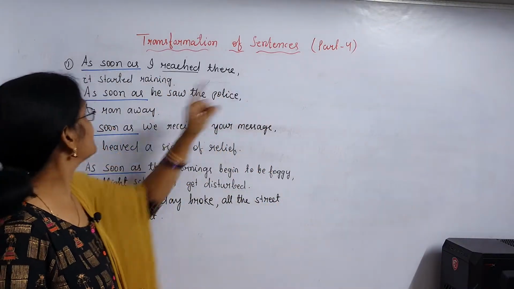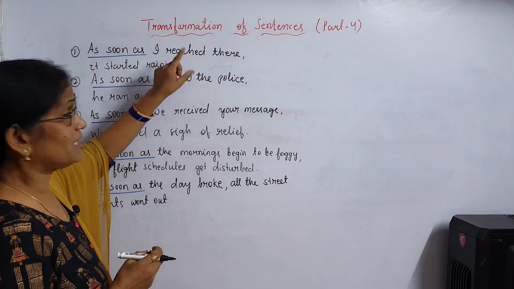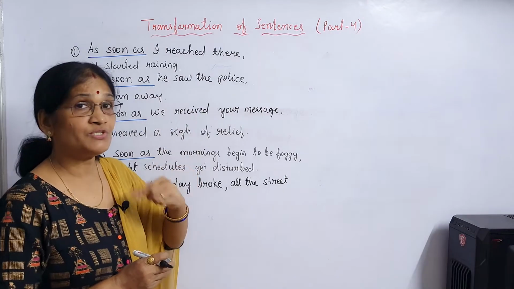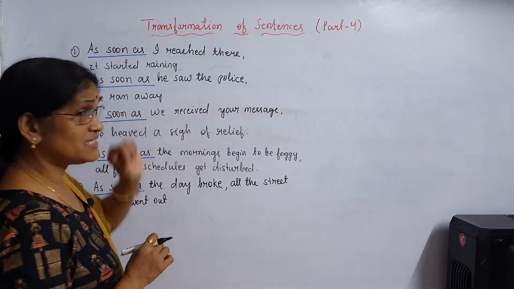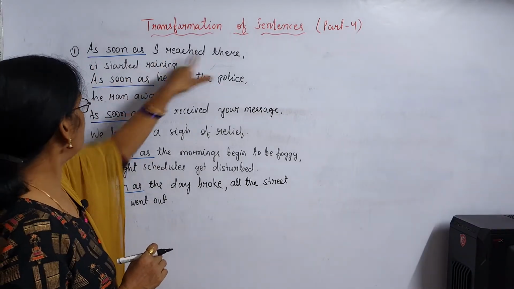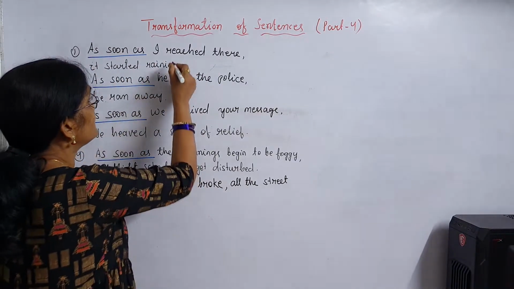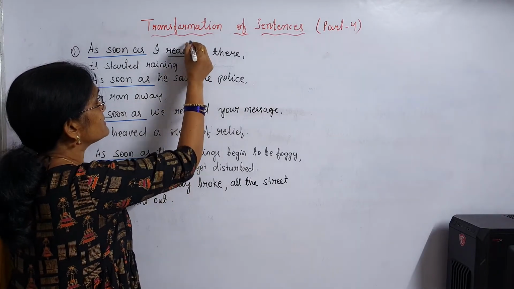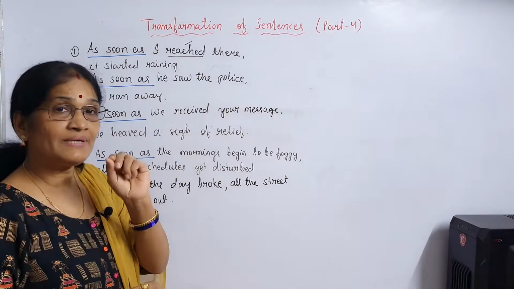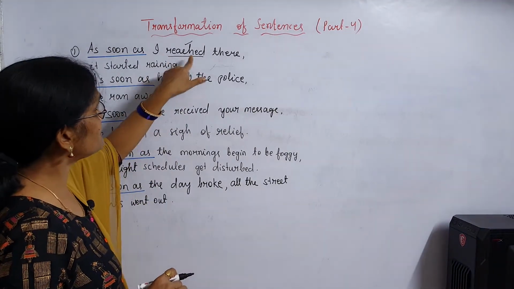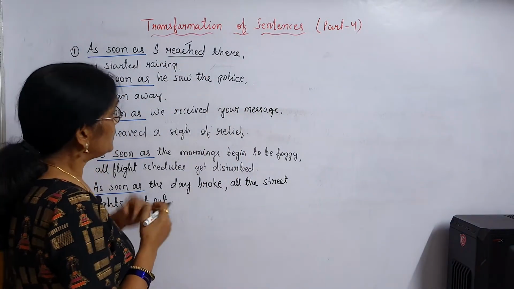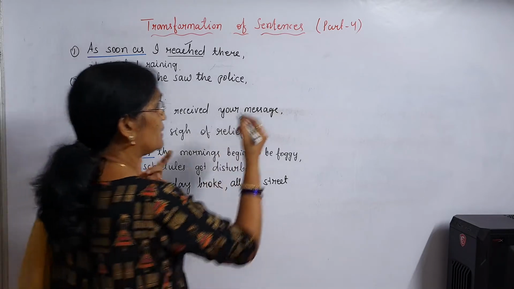At first we have to see the tense of the sentence, because when you change the sentence into negative using no sooner than, an auxiliary verb is required. As soon as I reached there, it started raining. Here the verb is reached, the tense is simple past. As it is simple past, the verb did is hiding in it. Did plus reach, that is reached. When you change the sentence into negative using no sooner than, what will it be?